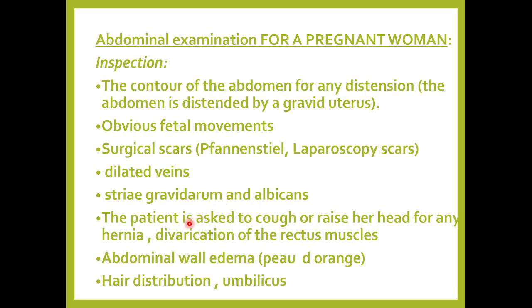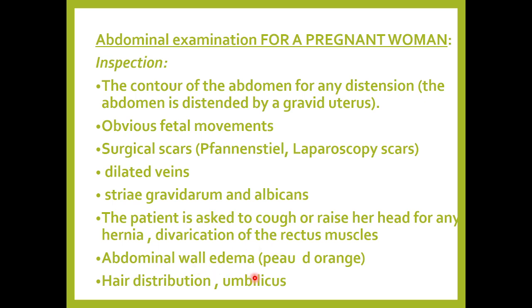The patient is asked to cough or raise her head to look for any hernia or divarication of recti muscles. Both recti muscles will be separated in the midline. This occurs in a grand multiparous woman, due to successive pregnancies, there will be separation of recti muscles.